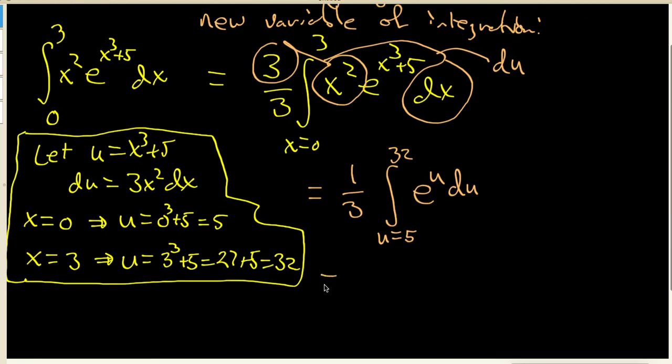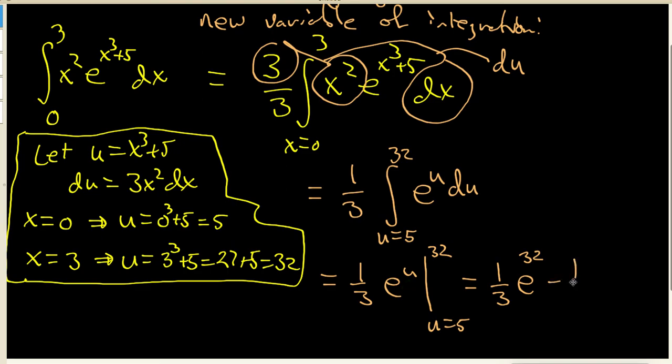And so at this point I have 1/3 e to the u as u goes from 5 to 32. And since this variable here agrees with that variable there, I can go ahead and do the substitution, and we get 1/3 times e to the 32 minus 1/3 times e to the 5th.